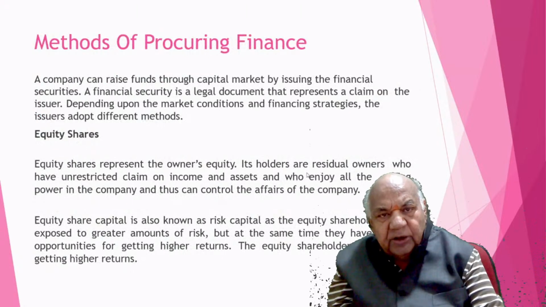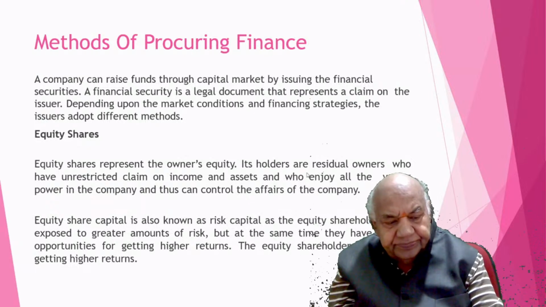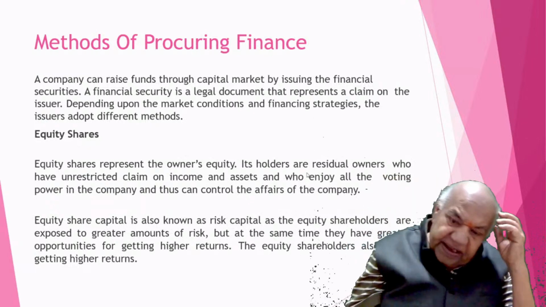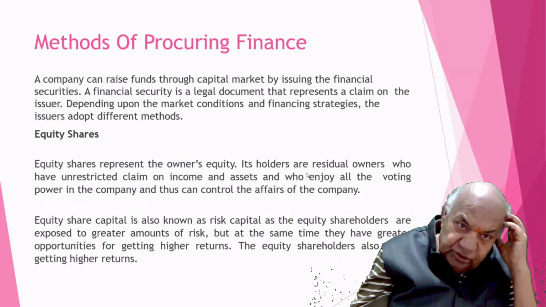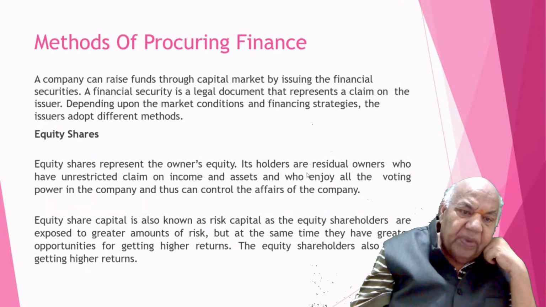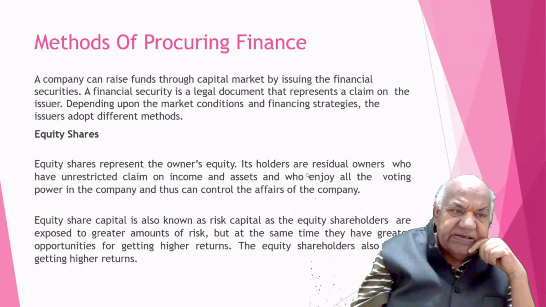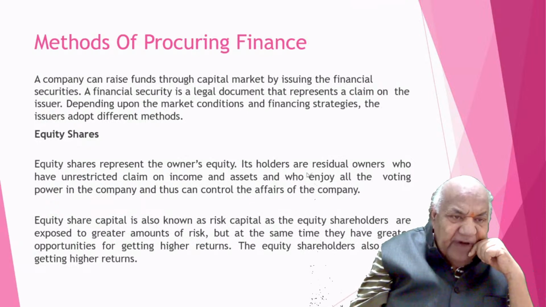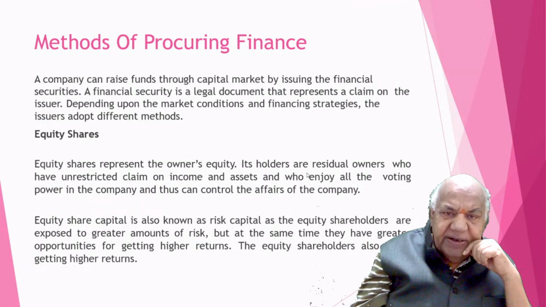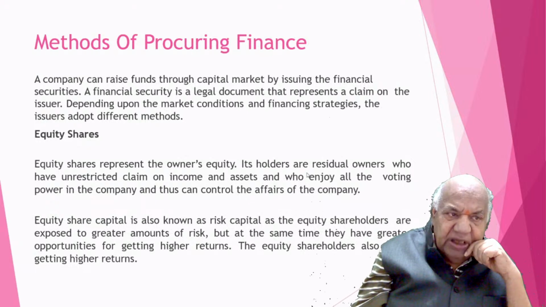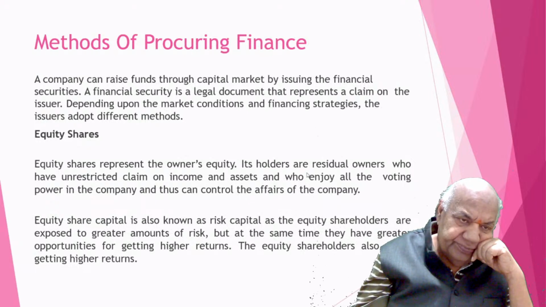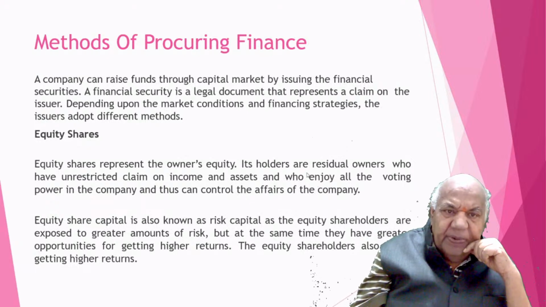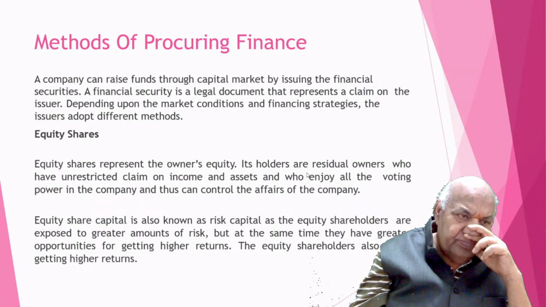Methods of procuring finance. A company can raise funds through capital markets by issuing financial securities. A financial security is a legal document that represents a claim on the issuer. Depending upon the market conditions and financing strategies, the issuers adopt different methods.